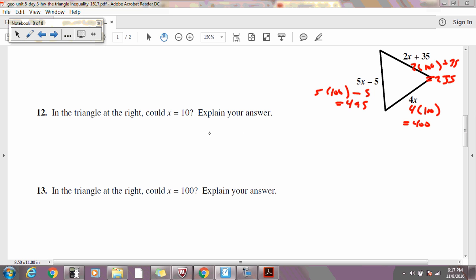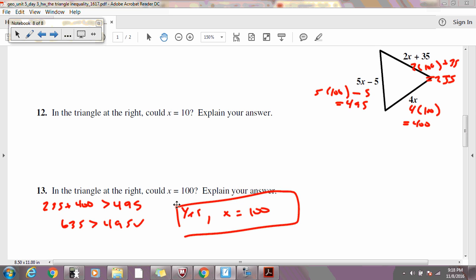So the two smallest sides this time are the 235 and the 400. And we're testing to see if the sum is greater than 495. 235 and 400 makes 635. And yes, that is greater than 495. So yes, x could equal 100, because those three sides would form a triangle correctly.